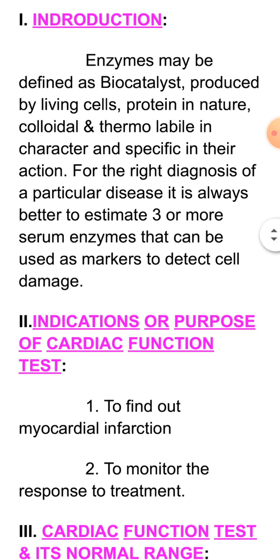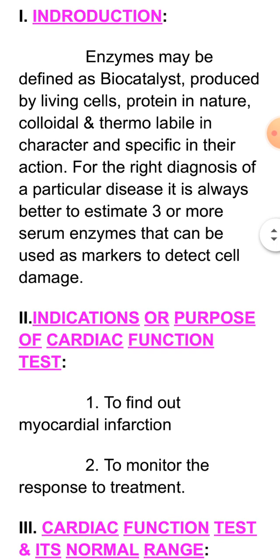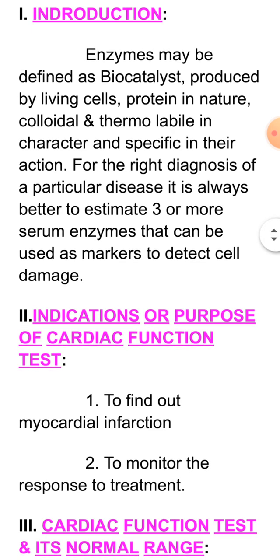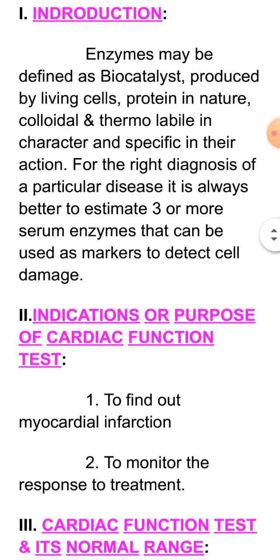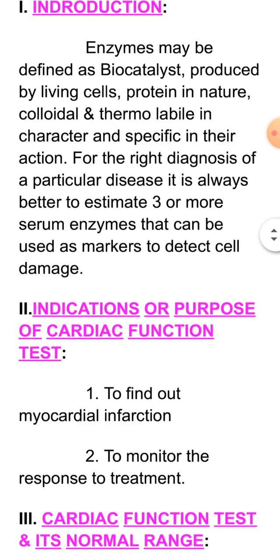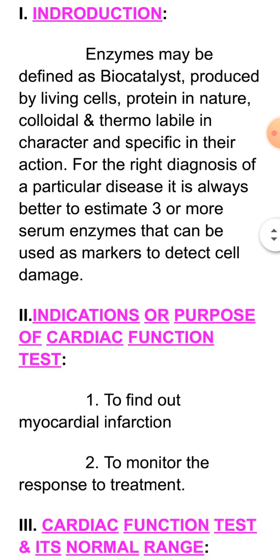Thermo means heat. At 0 degree temperature, it is inactive. When heated to 100 degree centigrade, it gets denatured. That is thermolabile in character. And specific in their action. Each enzyme is specific in its action. For example, all kinases transfer the phosphate group from ATP to the substrate.